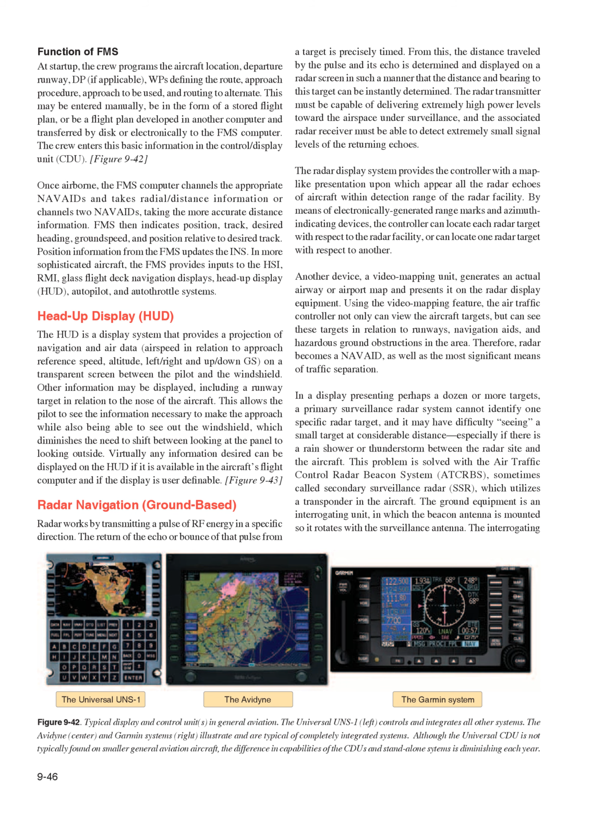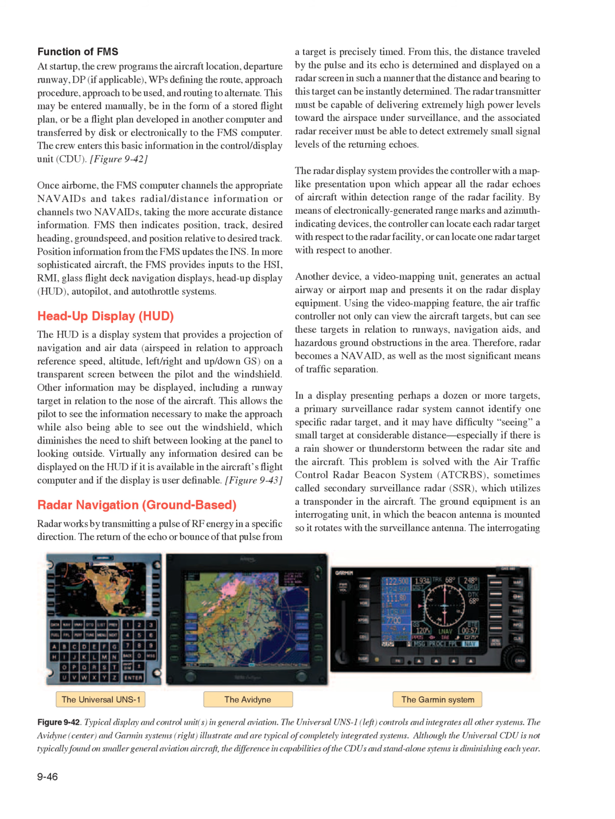Another device, a video mapping unit, generates an actual airway or airport map and presents it on the radar display equipment. Using the video mapping feature, the air traffic controller not only can view the aircraft targets, but can see these targets in relation to runways, navigation aids, and hazardous ground obstructions in the area. Therefore, radar becomes a nav aid, as well as the most significant means of traffic separation.